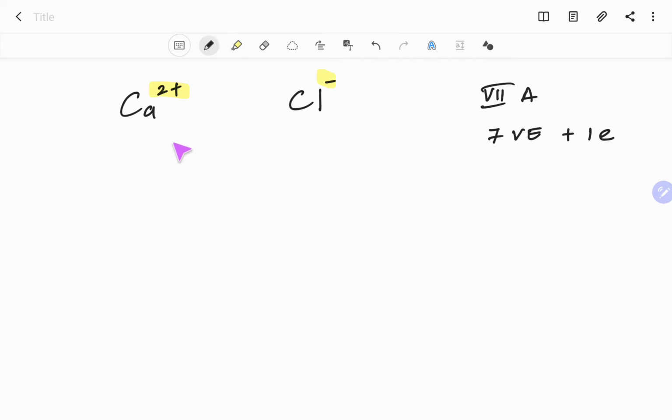When writing the chemical formula, we first write the cation, and then we swap the charges. Chlorine has a 1, so put 1 as a subscript. And then you write the anion, chloride, and the chloride symbol gets the number 2 from calcium, so it will be 2.